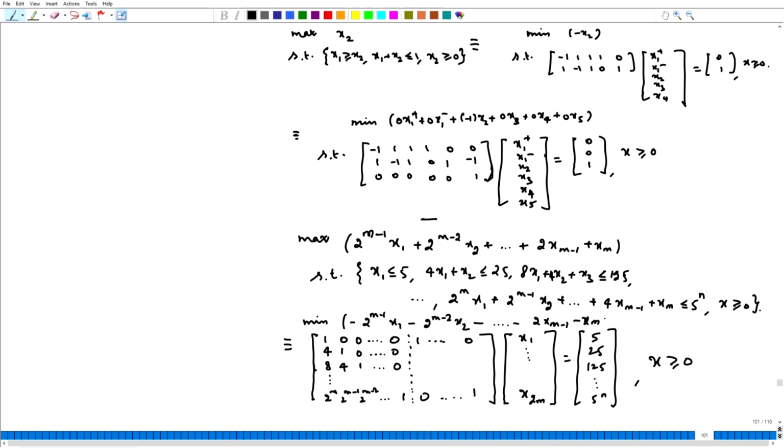And if you want, you can write plus 0 x m plus 1 plus dot dot dot plus 0 x 2 m, okay, because you have 2 m variables. So, this is the standard form, okay. So, I now have to convert this to the canonical form, right.